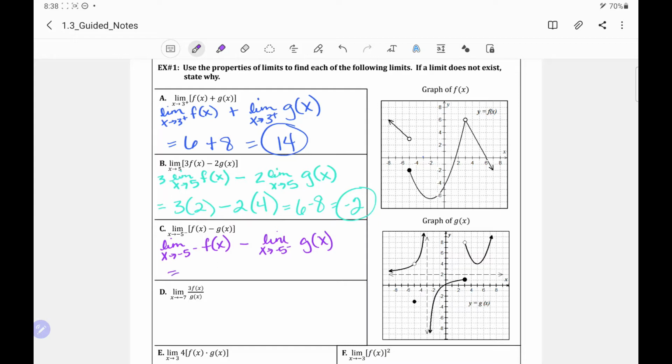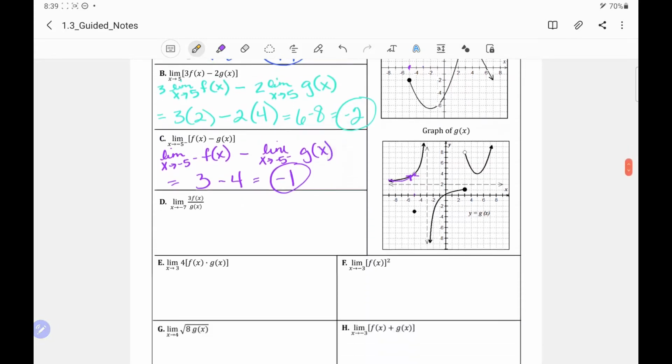So let's see what that equals. On f, look at negative 5 is over here. I'm coming from the left, so that's actually up here at positive 3. And then I've got g of x at negative 5. Here's negative 5, and I'm coming from the left, so I'm coming here, which is 4. So 3 minus 4 equals negative 1. This is my limit, right? Okay, continuing to letter D.